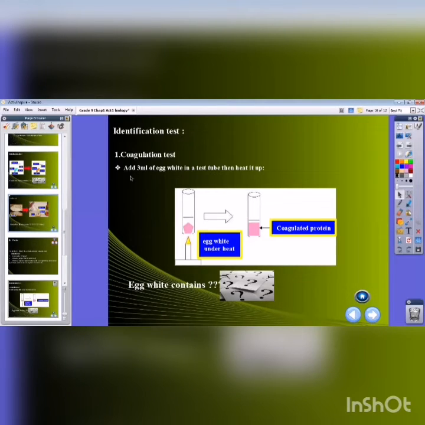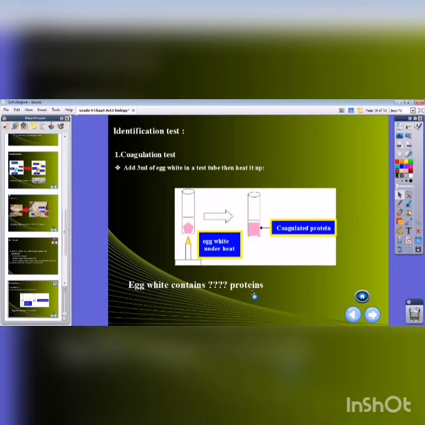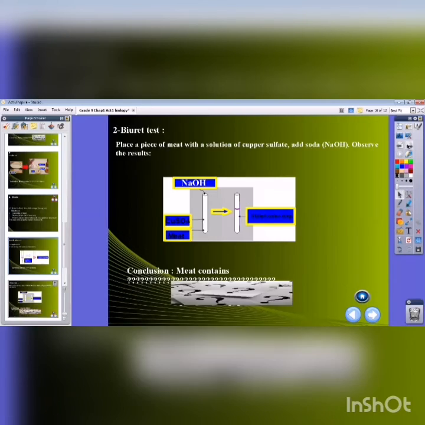Let's see the identification tests of protein. First identification test is the coagulation test. Add 3 milliliters of egg white into a test tube and heat them up. The result will be, after heating, coagulation of the content of the tube. This indicates that it contains protein. So, egg white contains what? It contains protein. This is the first identification test for protein.